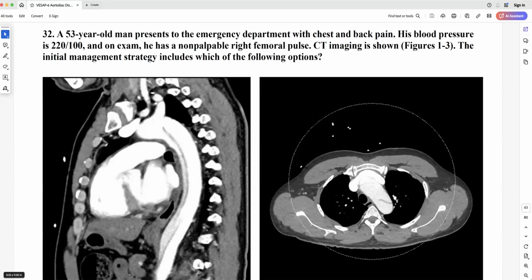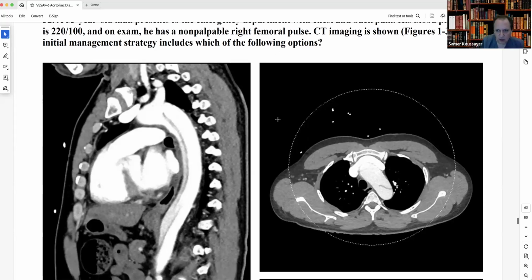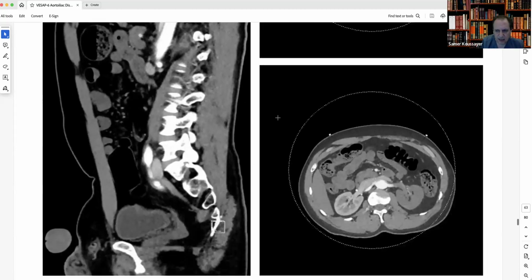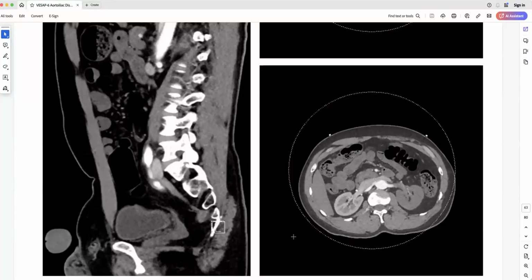So he has malperfusion to the right femoral. That is a CAT scan. What else do you see in the CAT scan? Look at the lower part. Where's the kidney? Look at the left kidney. What do you see in the left kidney? It's no flow, right? Yes, there is no flow.